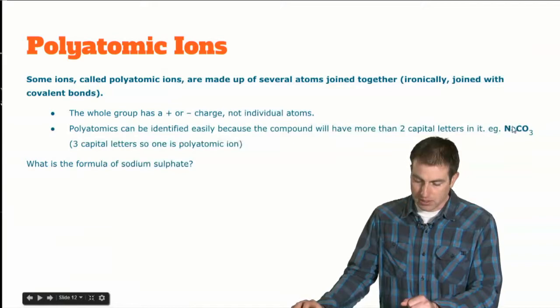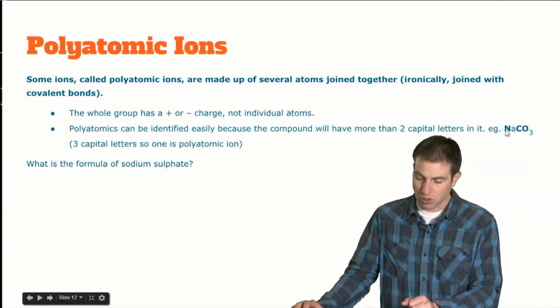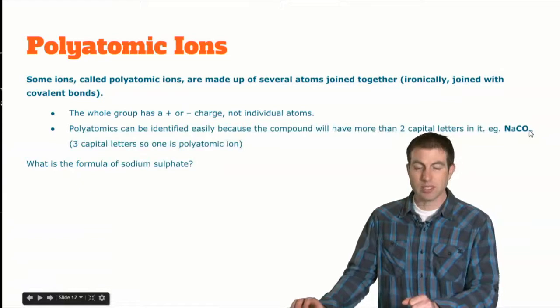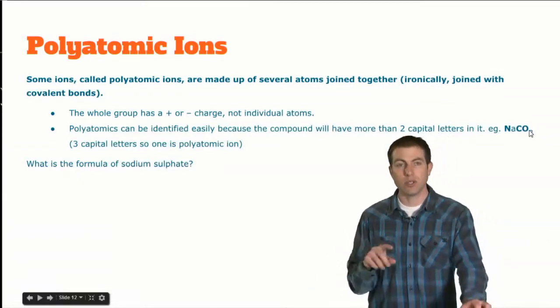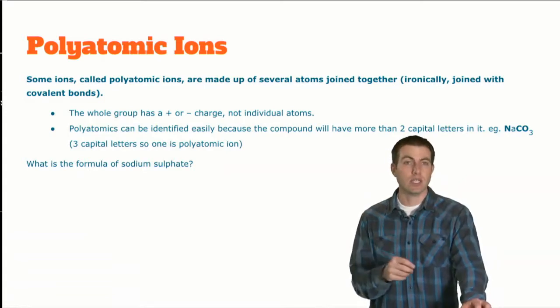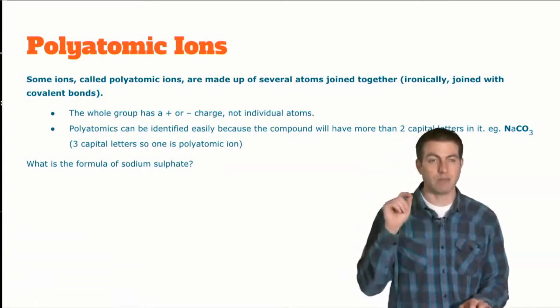What I mean by that is look at sodium carbonate here. We have sodium has the N, capital N, so that's one element. The C also capital, and the O is also capital. So this isn't NaCO, sodium cobalt, because we can't have sodium and cobalt together as 2 metals. So it's sodium, carbon, and oxygen.